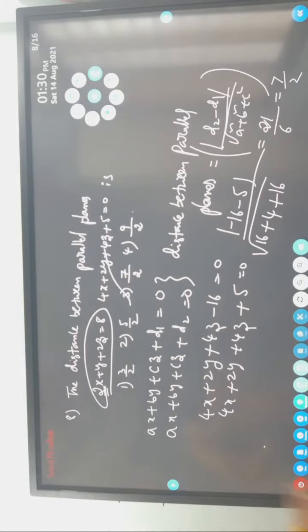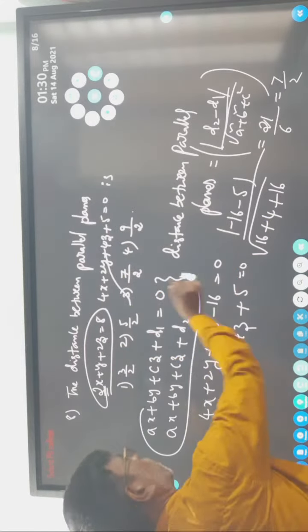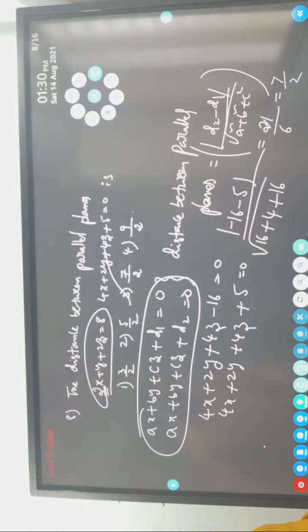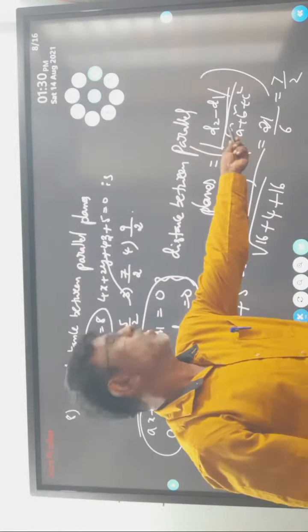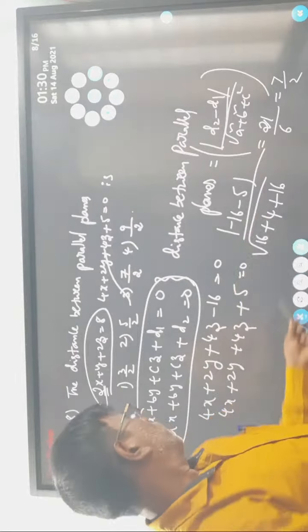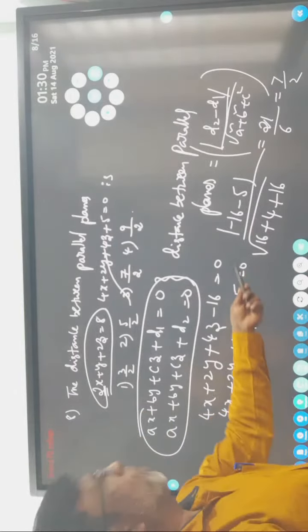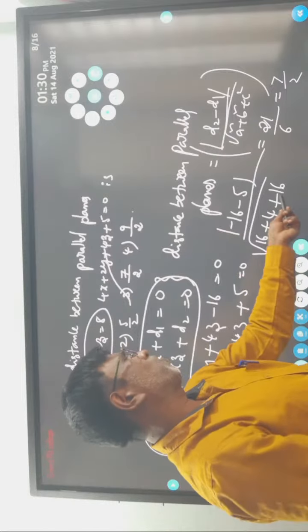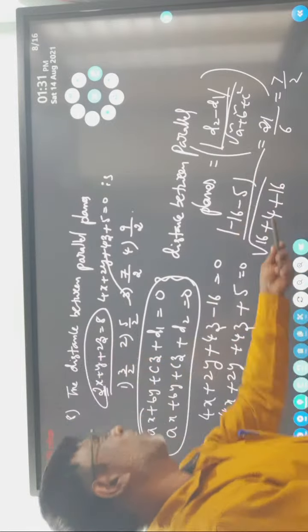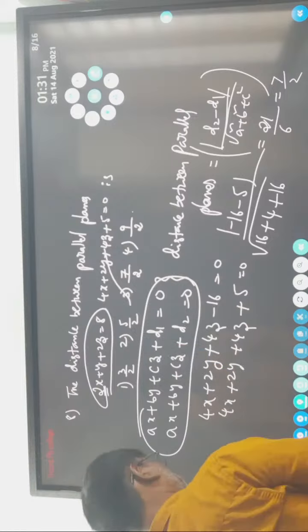First we make it like this. First understand the concept. These are the planes. These are the parallel planes. The distance between parallel planes formula is mod of d2 minus d1 by root of a square plus b square plus c square. This is the formula we are using. We'll get it as 7 by 2. Third is the correct answer.